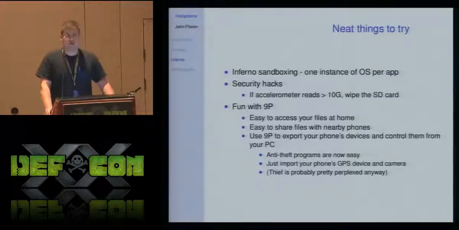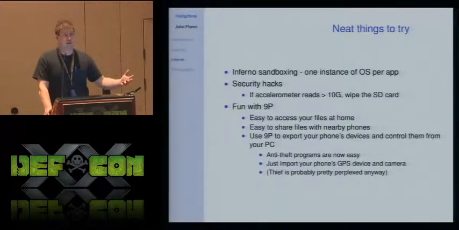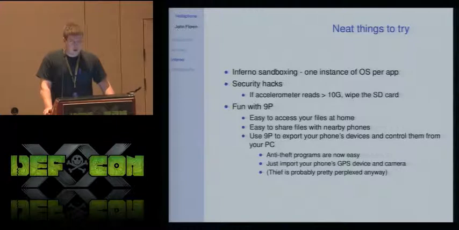You could easily share files with nearby phones. You would just say export this file tree via, I don't know, maybe write a Bluetooth driver, 9P over Bluetooth. You could also use 9P to export your phone's devices very easily. Just say export /phone/phone, and then your PC can import those files, mount them, and then with really no extra code, you can make phone calls from your PC, controlling the cell phone's radio just from your PC, just by echoing stuff into a command file.